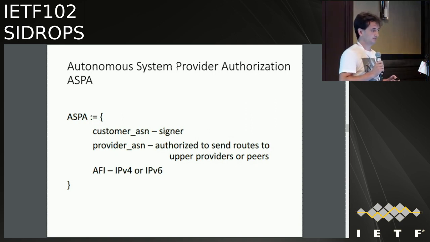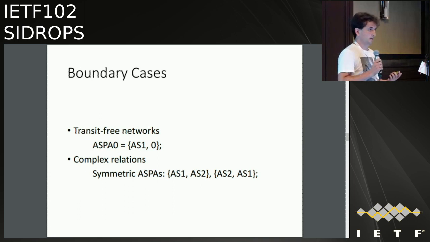There are, of course, some boundary cases. For transit-free networks such as IXes and Tier 1s, it can be easily solved. We need to signal that routes from these ISPs should not be received from any customer or peer. It's like ROA with AS 0. We suggest that they create a single ASPA record with value 0. That's all. There are also some kinds of complex relations between ASes, especially those under the same administrative control. It is also solved in a simple way: they just need to create symmetric ASPAs.